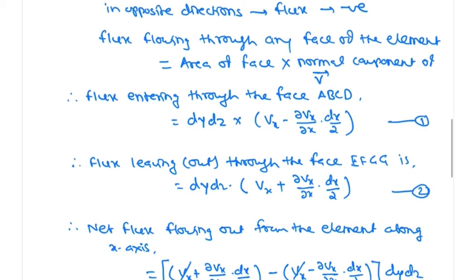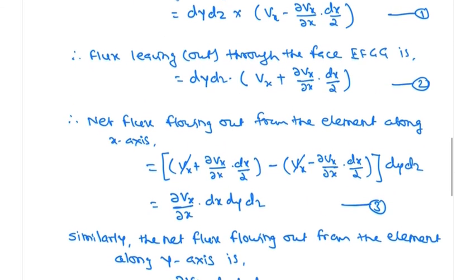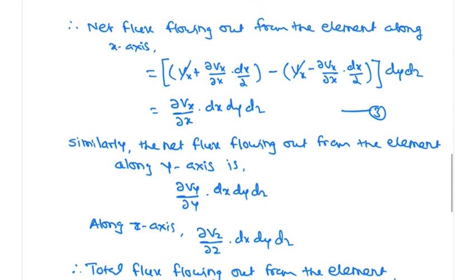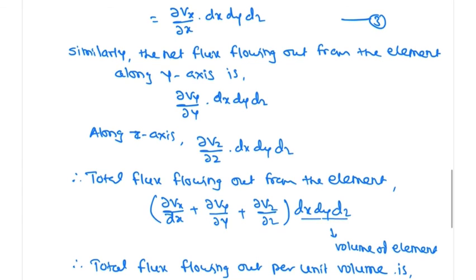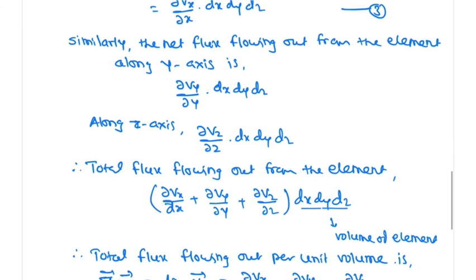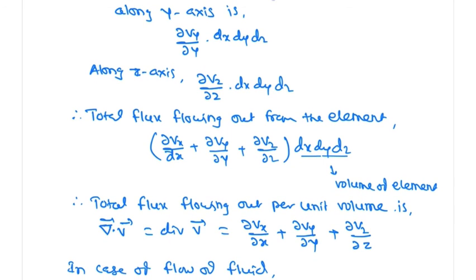Therefore, the total flux flowing out from the element is (∂Vx/∂x plus ∂Vy/∂y plus ∂Vz/∂z) dx dy dz. Hence, the total flux flowing out per unit volume is a scalar term, and that is ∂Vx/∂x plus ∂Vy/∂y plus ∂Vz/∂z.